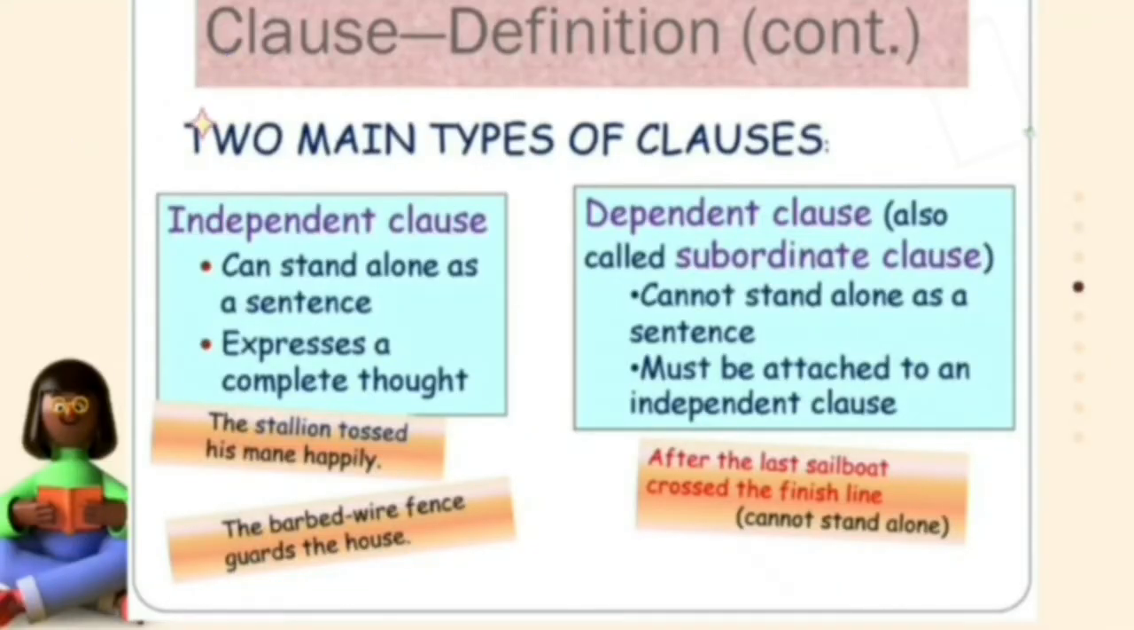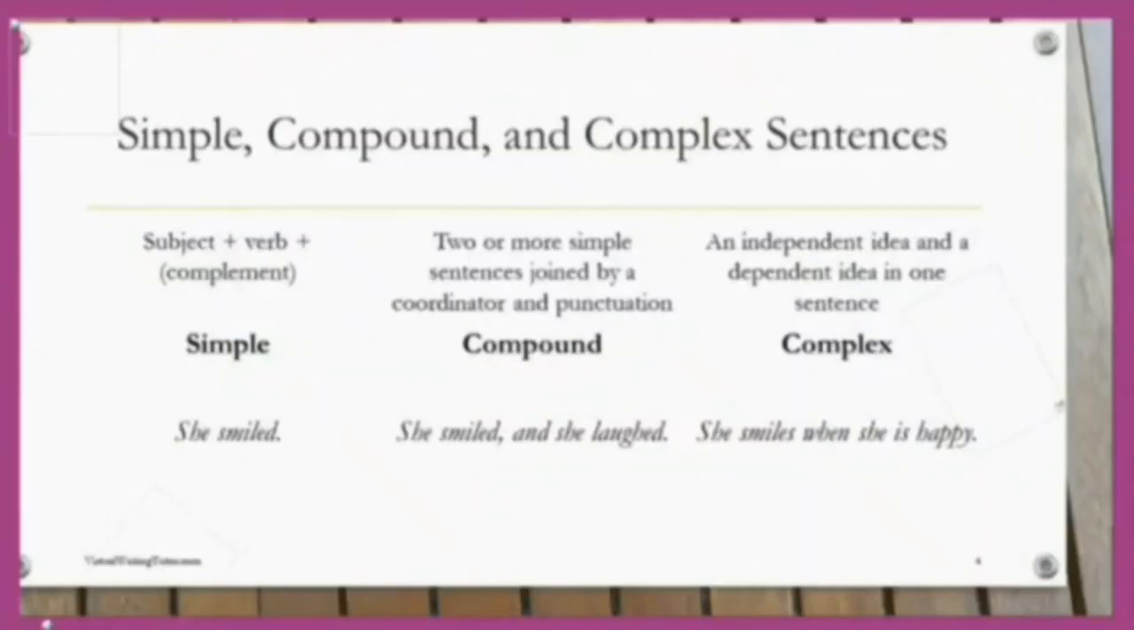So, there are some basic differences between independent clause and dependent clause. Let's study them. An independent clause can stand alone as a sentence, whereas a dependent clause cannot stand as a sentence. On the other hand, an independent clause expresses a complete thought in itself, but a dependent clause must be added to an independent clause. Following are some examples.